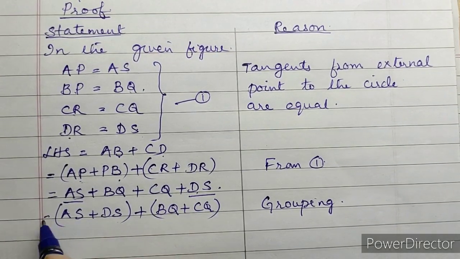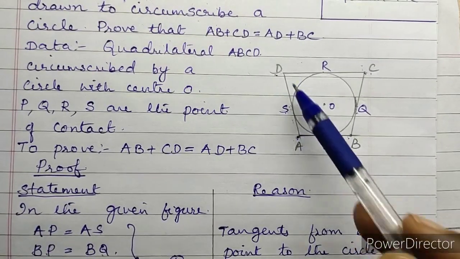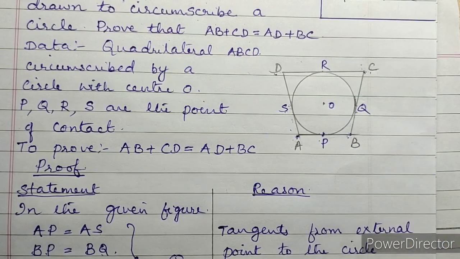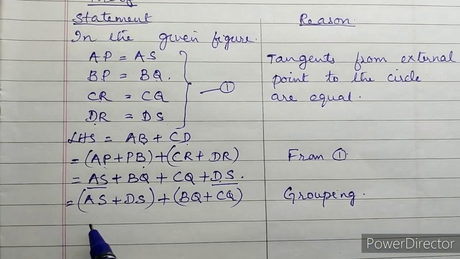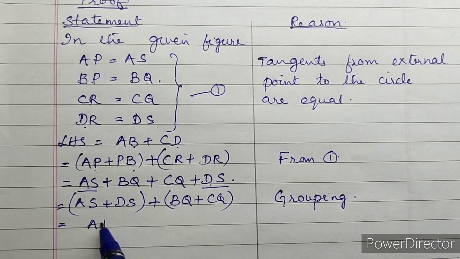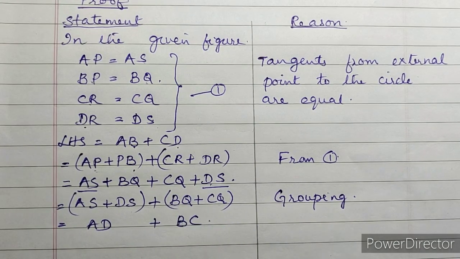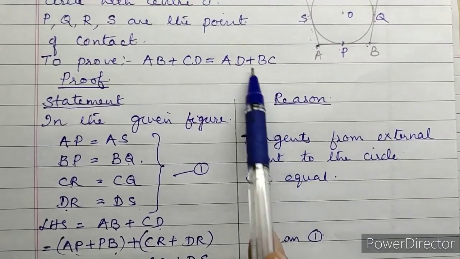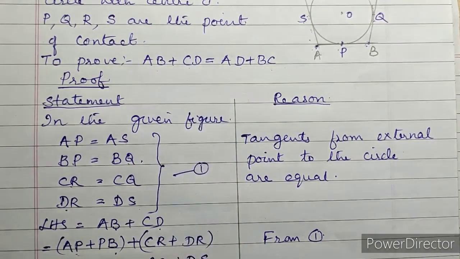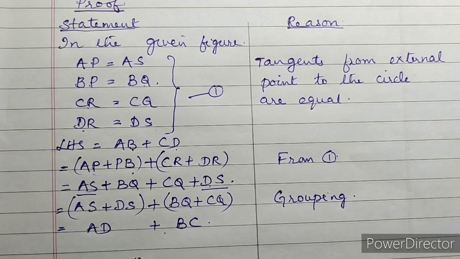So what is AS plus DS? From the diagram, AS plus DS means it is AD. What is BQ plus CQ? It is BC. So instead of AS plus DS, you can write AD, and instead of BQ plus CQ, you can write BC. So AD plus BC, which is the required part to prove. So AB plus CD we started, and you got AD plus BC. So this is the proof, hence proved.